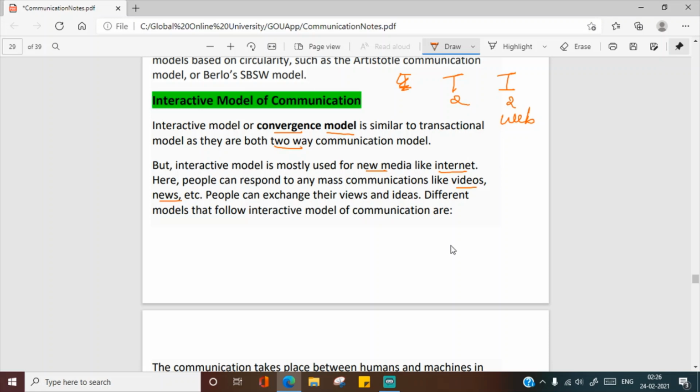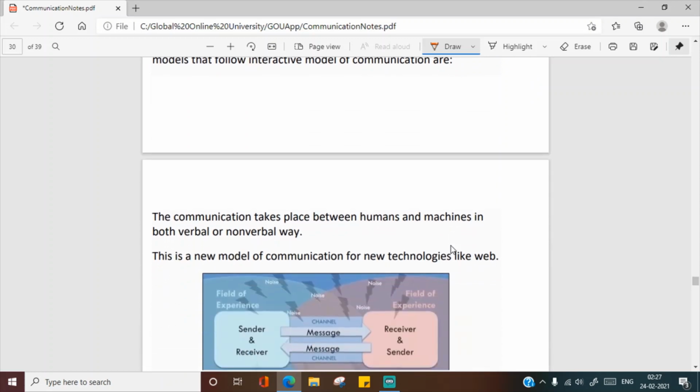So what is the only difference between transactional and interactive? That interactive communication uses the internet. Like what we do, the live classes that happen on YouTube. What you do, you interact also. When the tutor is teaching, you write in the comment section. So feedback is also there. It is also two-way communication, and you are also using the new media. What is the new media? The internet. You are using the internet for communication. So this is the third and final model of communication.